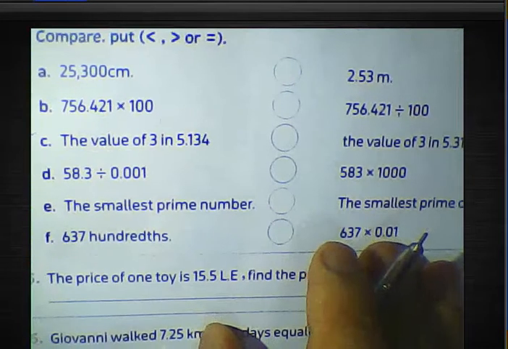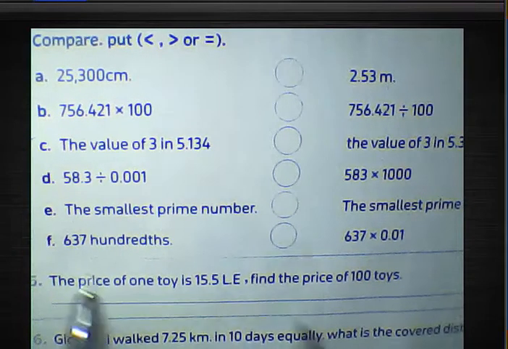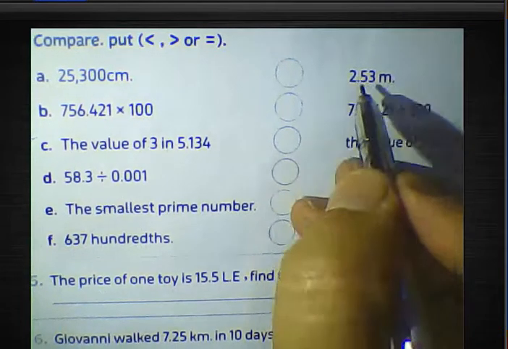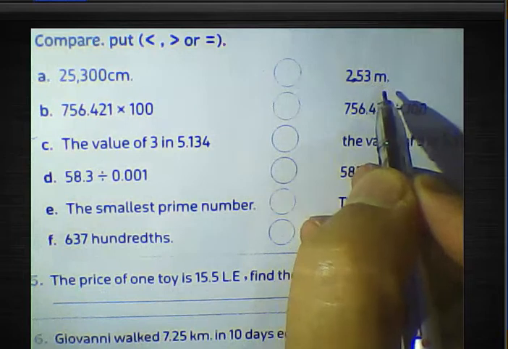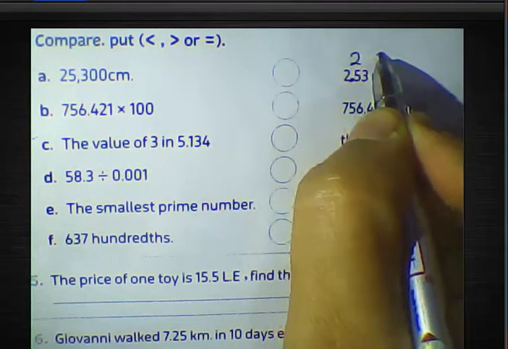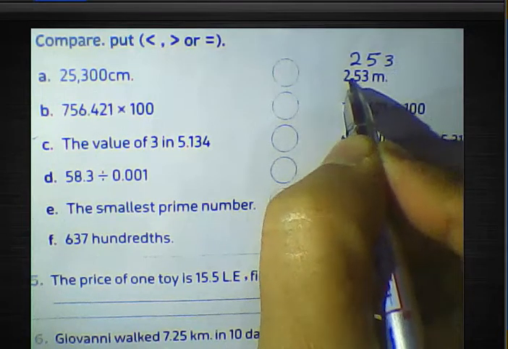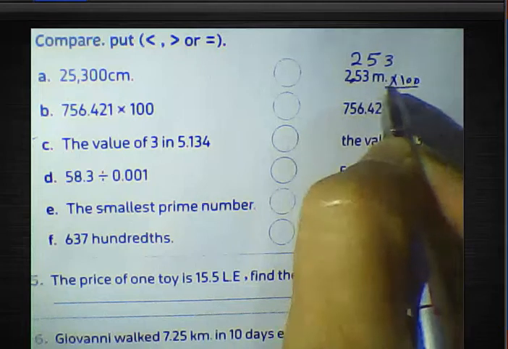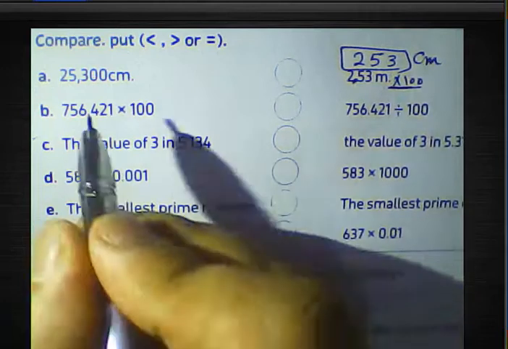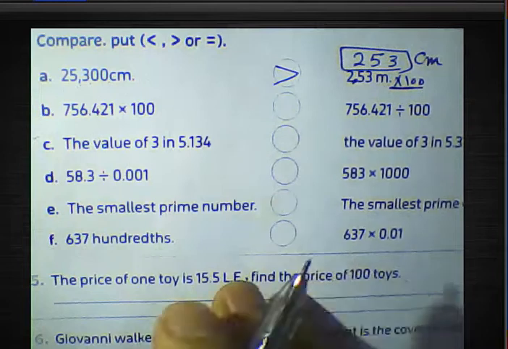Okay, compare. Put less than, more than, or equal to. 25,300 centimeters or 2.53 meters. We can find this number by converting from meters to centimeters by multiplying by 100. So the result will be 253. We must cancel the point. Why? Because we multiply by 100. So the result will be 253 centimeters. And this number, 25,300 centimeters, will be more than this number.